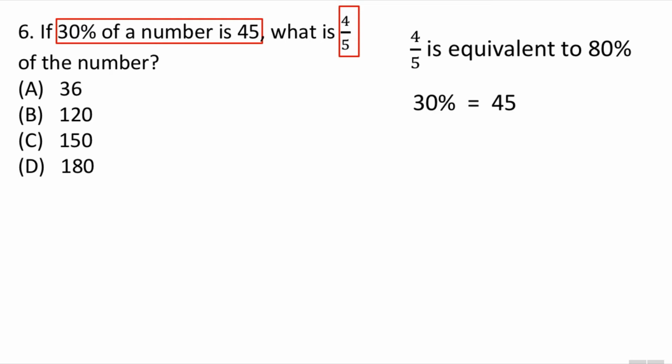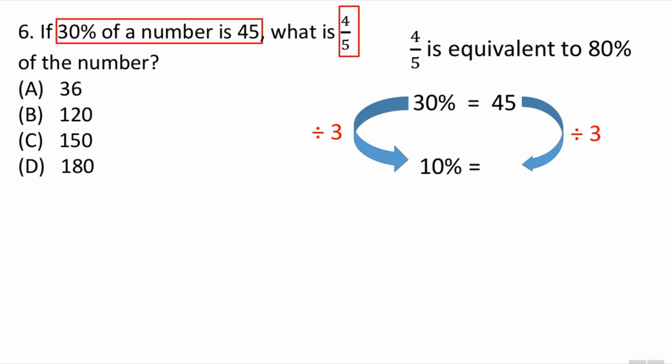I also know that 30% is equal to 45, which therefore means that it's quite easy for me to work out 10%. So if I divide 30% by 3, that will give me 10%, which therefore means I can also divide the 45 by 3, and that will give me what the 10% represents. So 45 divided by 3, that's equal to 15. Now I know what 10% represents.